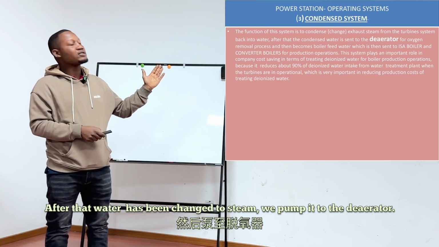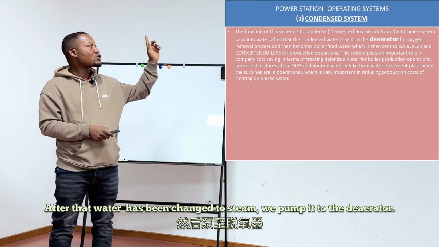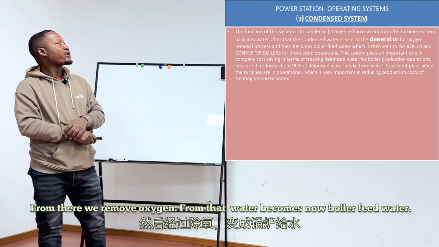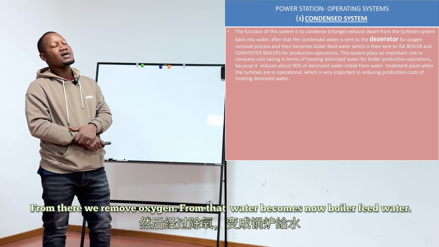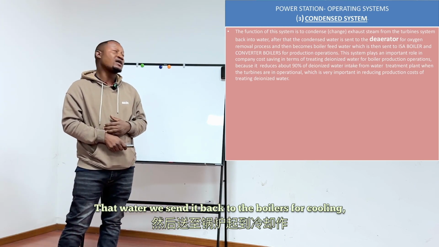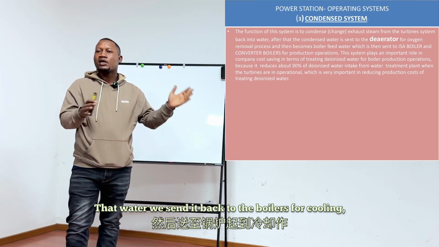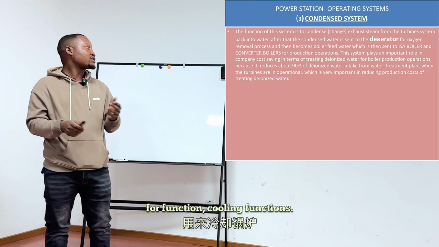After the steam has been changed to water, we pump it to the deaerator. From there, we remove oxygen. From that water, it now becomes boiler feed water. That water, we send it back to the boilers for cooling functions.